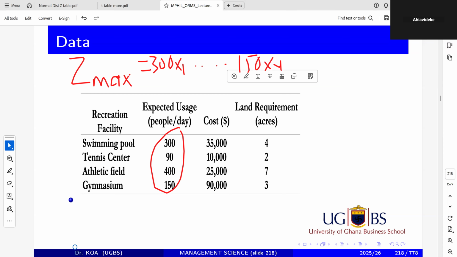What will be the first constraint? Who can walk us through the first constraint? Karen.